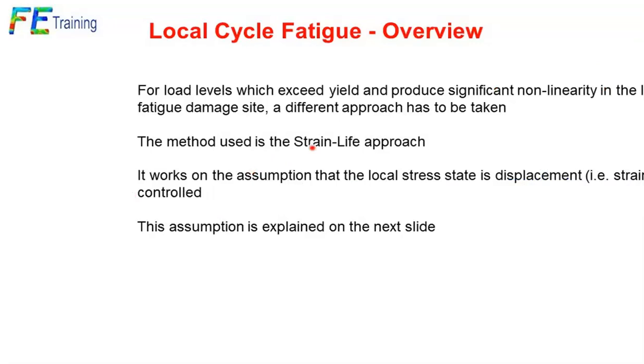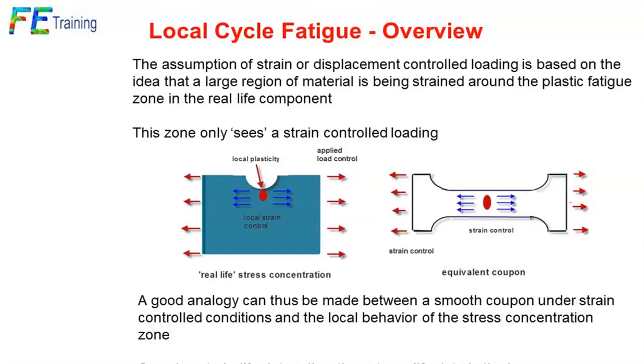The reason for using strains is that we can work with strains because we can separate plastic strains from elastic strains, as I'll try and explain on the next slide. So basically what we can say is we've got a local feature in here. We're going to use a linear elastic analysis. We're going to recover a point in here, but we're going to convert that point into a local elastic plastic point using Neuber's correction theory.